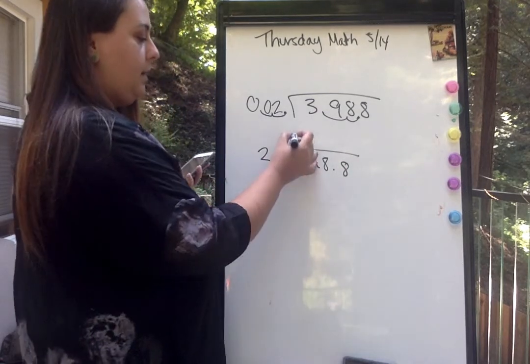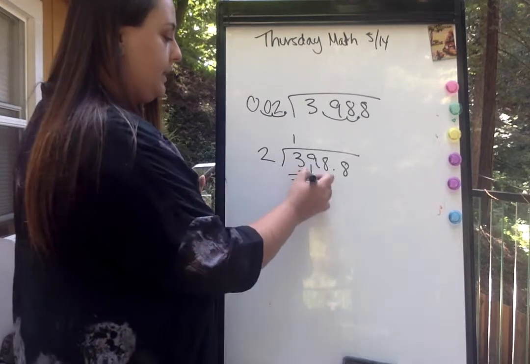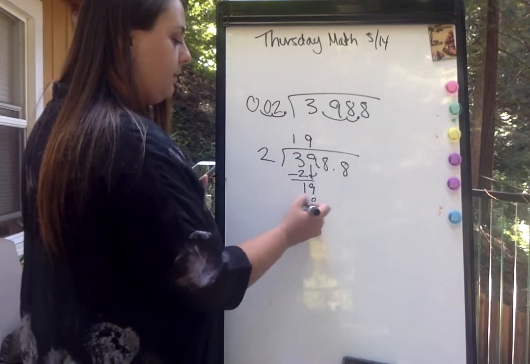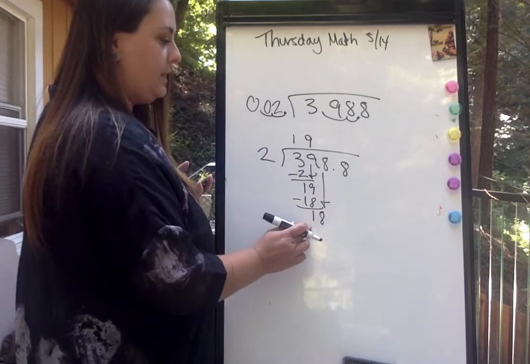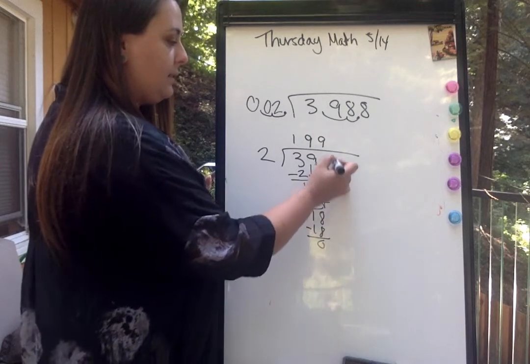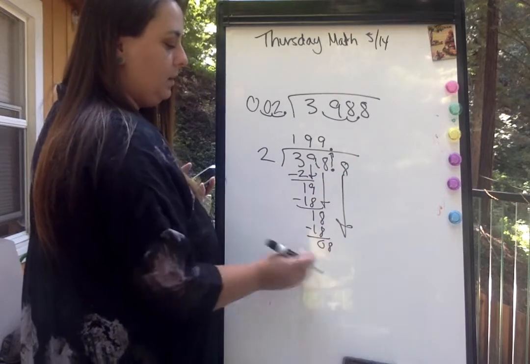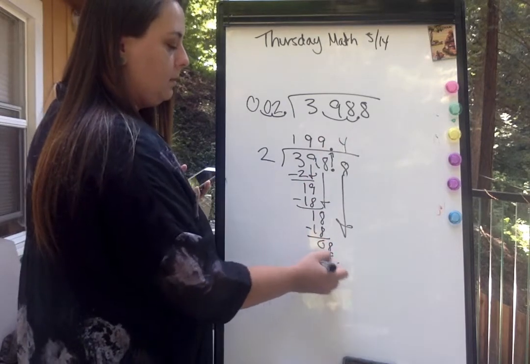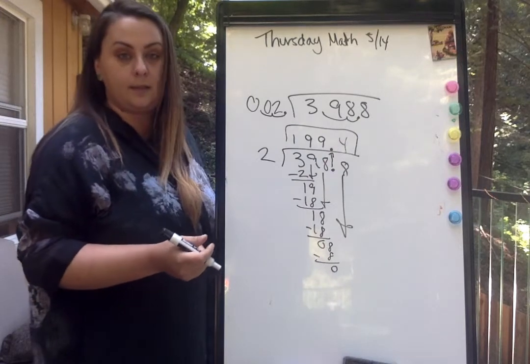2 goes into 3 1 time, leaving us with 1. Bring down your 9. 2 goes into 19 9 times for a total of 18. Bring down your 8. 2 goes into 18 9 times. Okay, bring this decimal point straight up. I forgot to do that. Remember? Come straight up. Bring down your 8. 2 goes into 8 4 times. So your answer is 199 and 4 tenths.